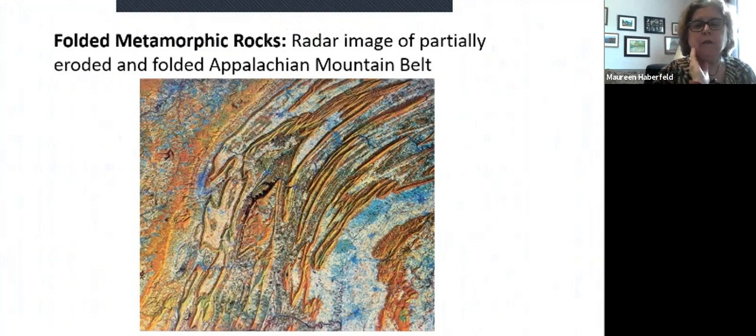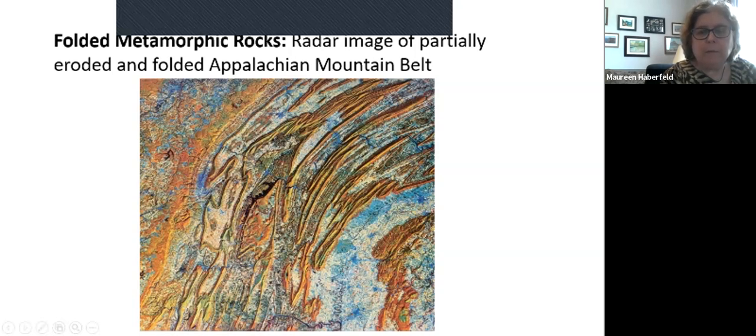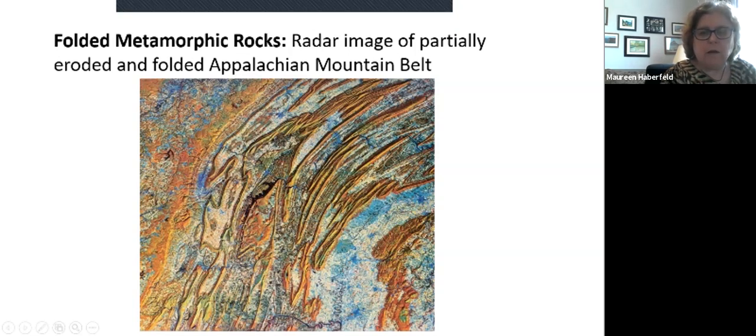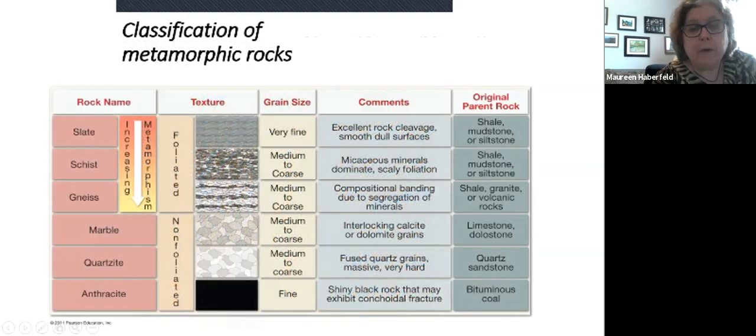The Appalachian Mountains are an area that is highly metamorphosed. And the metamorphic rocks are eroded and folded. This is a radar image of the Appalachian Mountains. But if you've ever driven up I-75 from Florida north, when you get up into the mountains, especially in the Smokies and the Shenandoah, you can see a lot of this folding even on a small scale in the rocks. And that's from metamorphism.